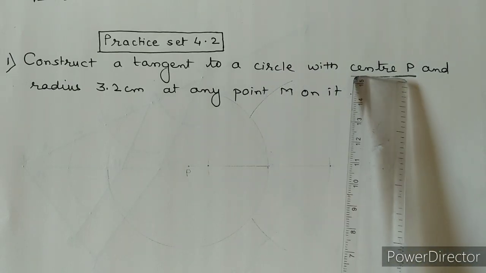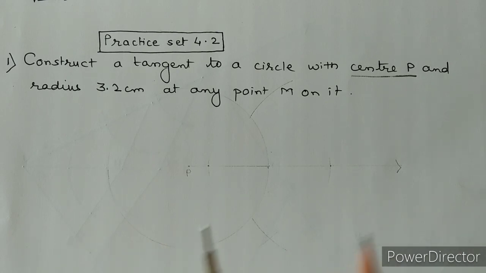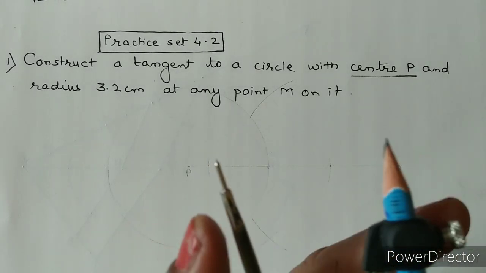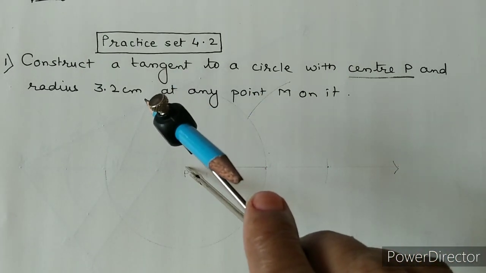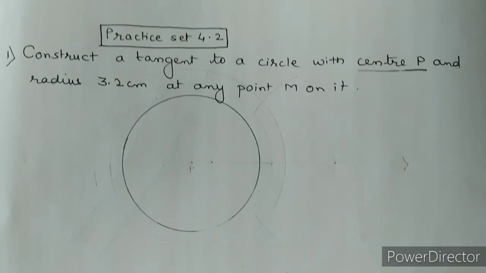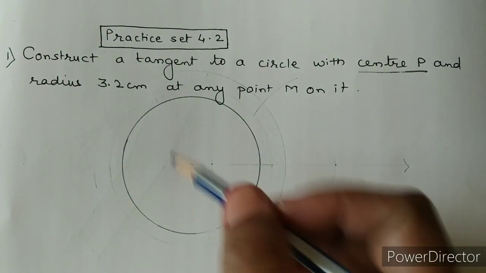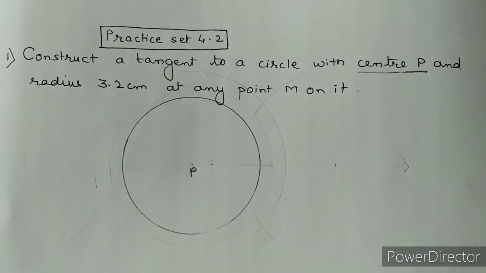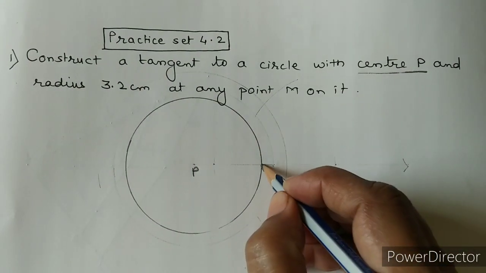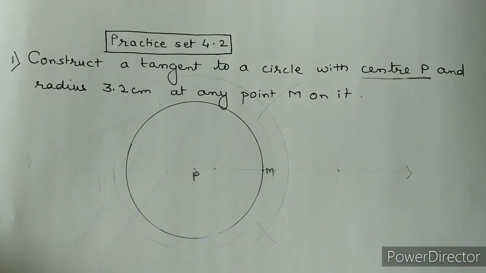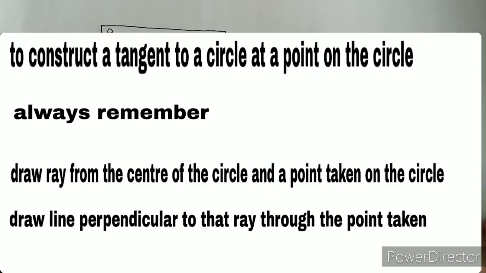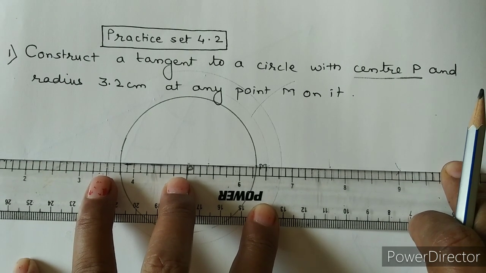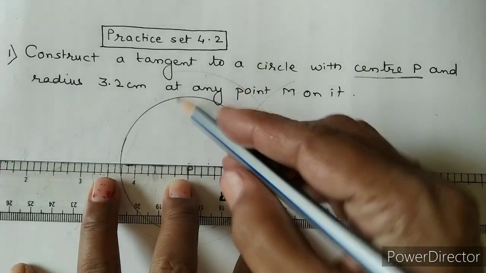So let us first draw a circle with center P and having radius 3.2 centimeter. I have taken distance of 3.2 centimeter between the tips of compass and then draw a circle. And here P is the center of the circle. Take any point M on the circle. You can take this point M anywhere. It may be here, it may be here. Take any point M on the circle and then draw ray PM.